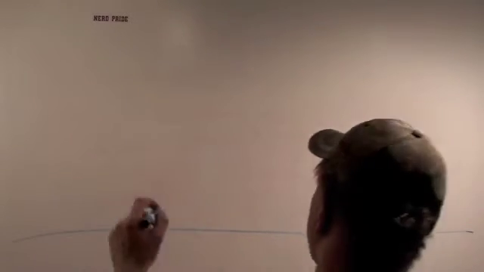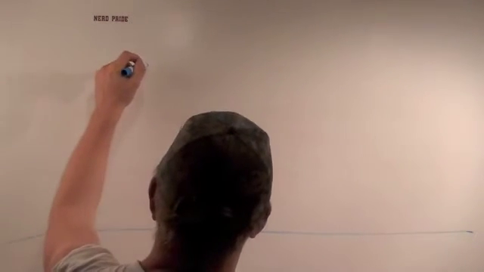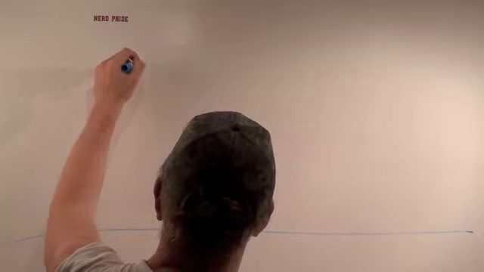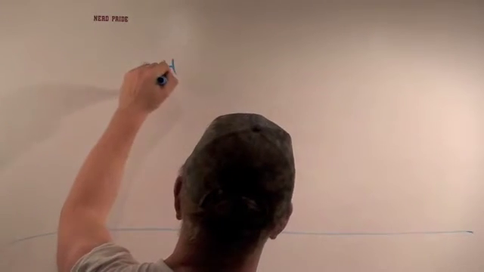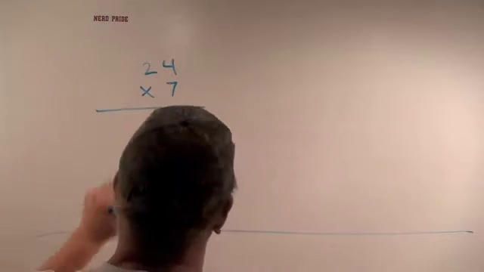Today we're going to look at an interesting homework problem about multiplying two-digit numbers, but we've never really talked about multiplying two-digit numbers. I know 10 times 10. What would you do if I asked you to do 24 times, I don't know, 7? How would you do that?